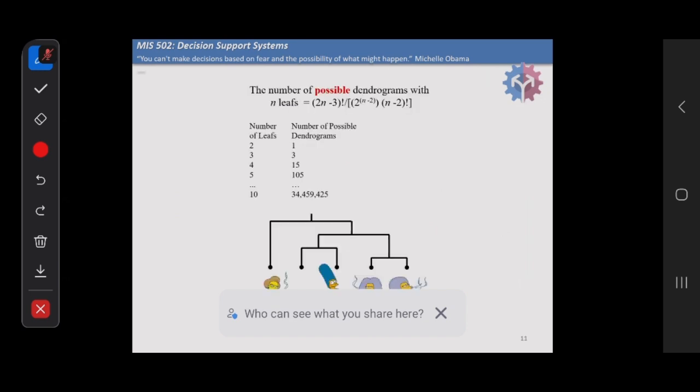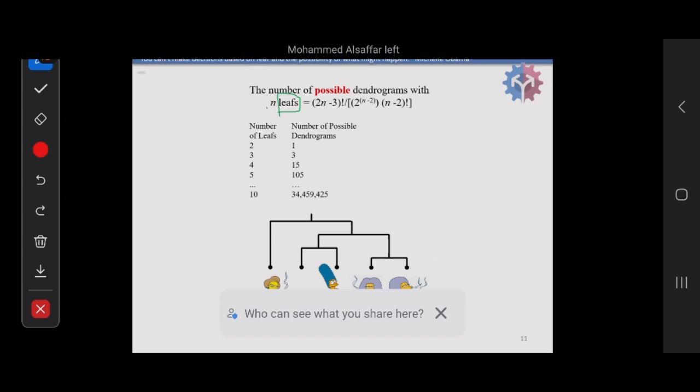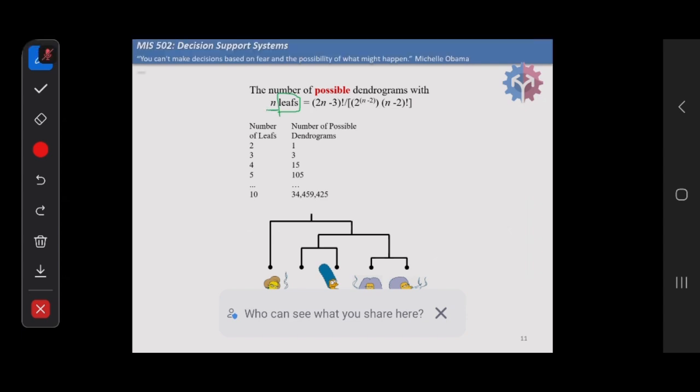The number of possible dendrograms with n leaves. So what are leaves? I told you what leaves are. Leaves are the number of data points. When you say n leaves, you basically mean n data points. N is the number of data points you have. And then you would like to know how many different variations of dendrograms you can make.